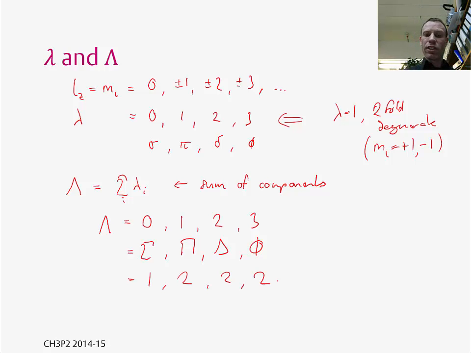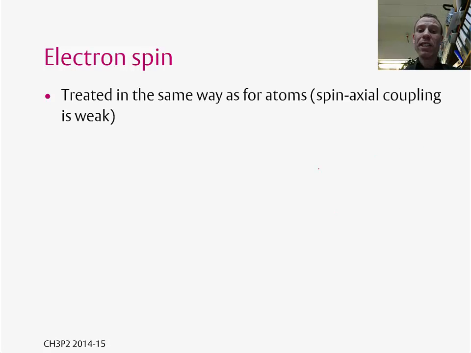Okay, so now we've seen our L and M, our lambda and our L's, little lambda, capital lambda. Now we need to think about the spin. In fact, the spin is treated very much in the same way as it is for atoms, and that's because the spin angular momentum of electrons couples only very weakly with the electric field along the internuclear axis. So that doesn't really change things very much.